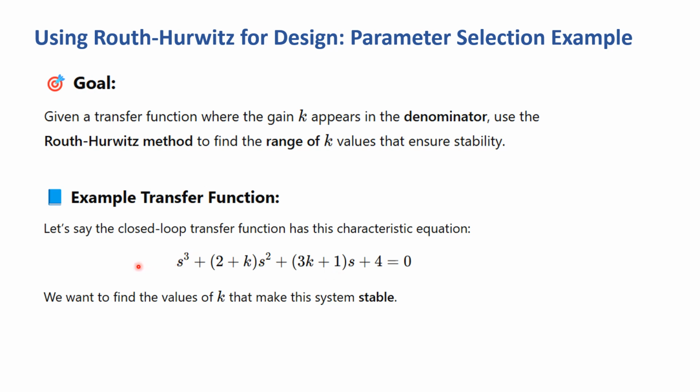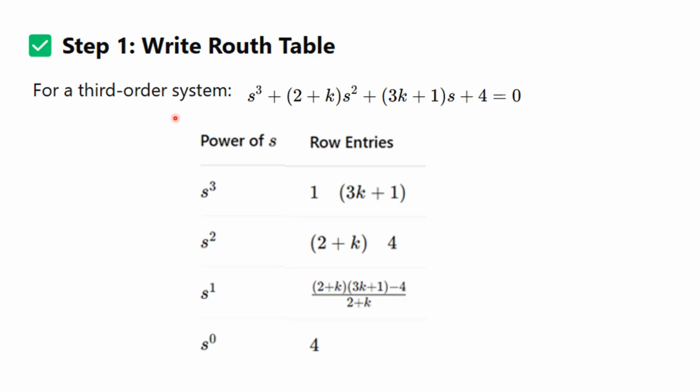So we have a closed loop transfer function and we have a characteristic equation, that's the denominator, given by the following function. We want to find the values of k that make the system stable. So the first thing we do is we write the Routh table. So here's our characteristic equation. We fill out the first column, second column, etc., and then we construct their values using the method we did in the previous lecture.